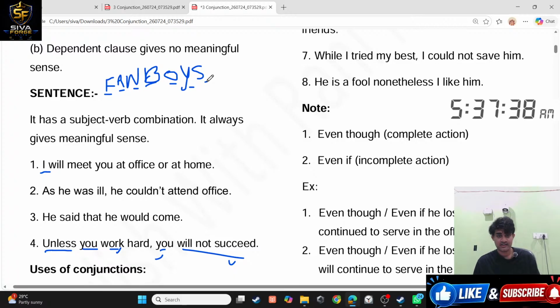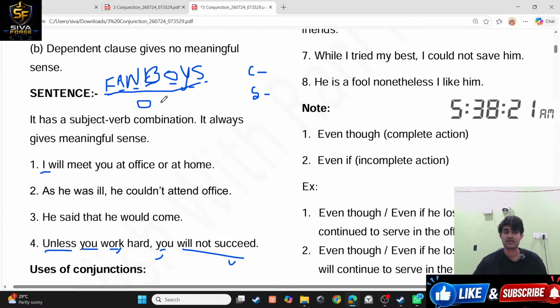Now see, there are different types of conjunctions. Coordinating conjunctions join two independent clauses. This is very important. Subordinate conjunctions join one independent clause and one dependent clause. Correlative conjunctions are pairs. Here, fanboys are coordinating conjunctions: for, and, nor, but, or, yet, and so. These join two independent clauses.